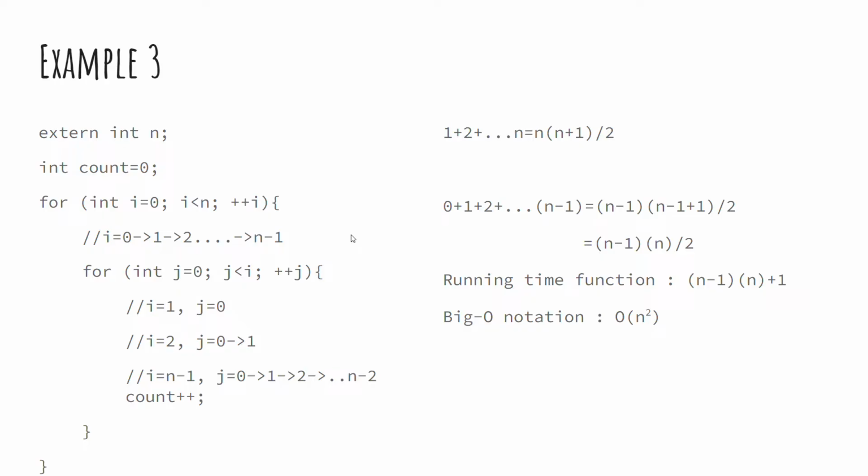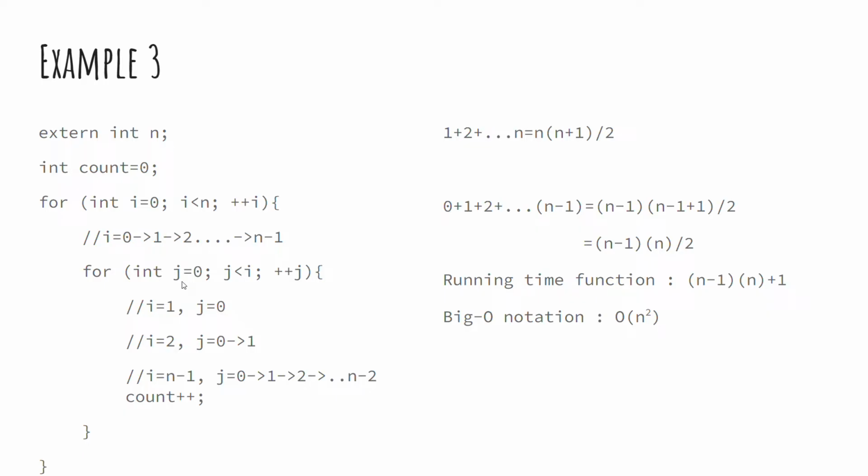Okay, so here's the third example. In this case, we're again initializing count to 0, and then we have nested for loops. But the difference in this example is that the inner for loop is basically dependent on the outer for loop. So basically j goes from 0 all the way up to i minus 1.